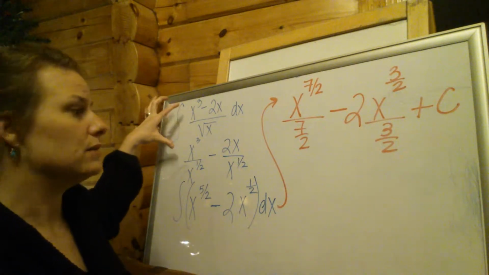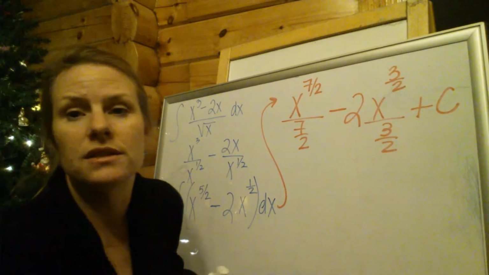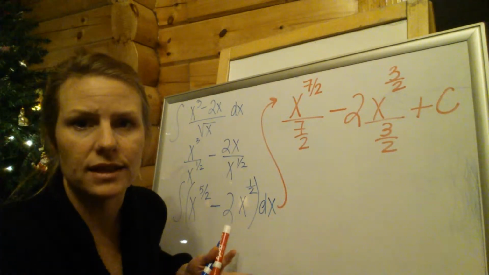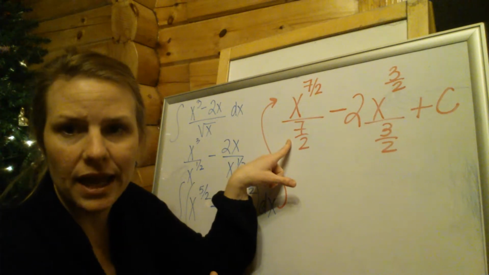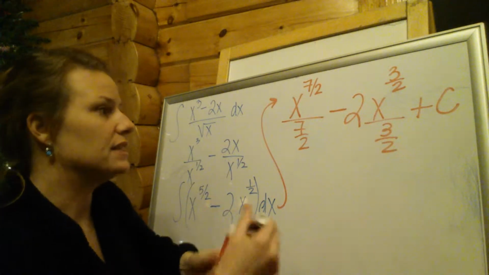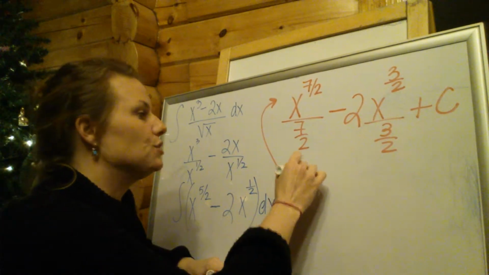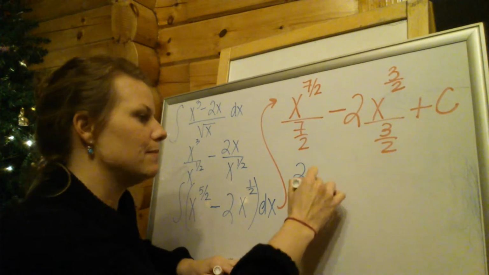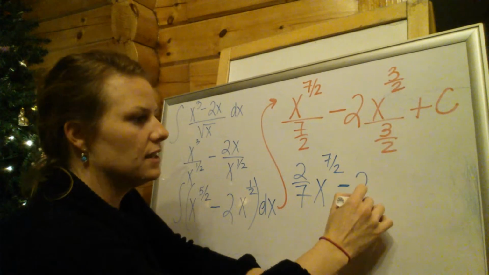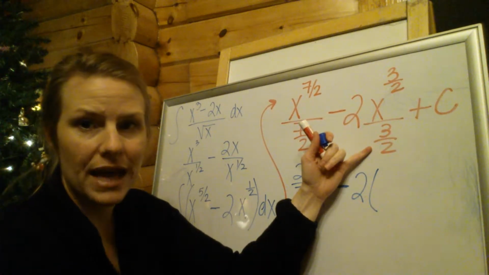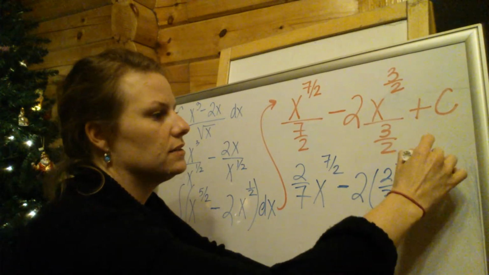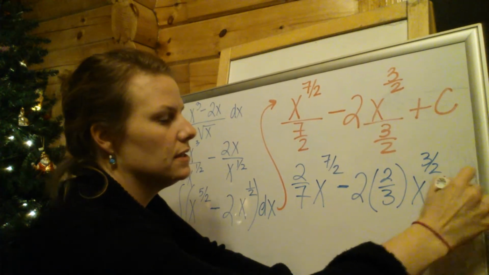If you don't have bounds to plug in, which we don't here, this is going to be a plus c problem. Then the only thing left to do is algebra, simplifying, things like that. Remember, when you're dividing by a fraction, that becomes multiplication by the reciprocal. So instead of dividing by 7/2, you could write 2/7 times x to the 7/2 power minus that 2 is just going to sit there. Instead of dividing by 3/2, that becomes times 2/3 x to the 3/2 plus c.